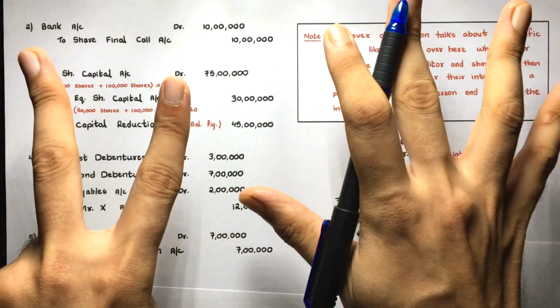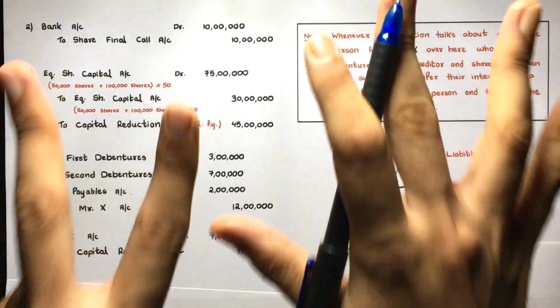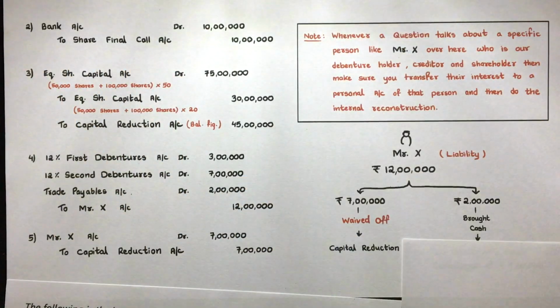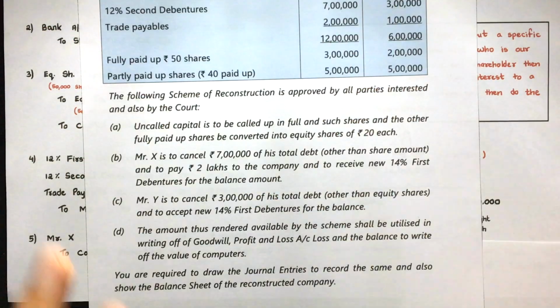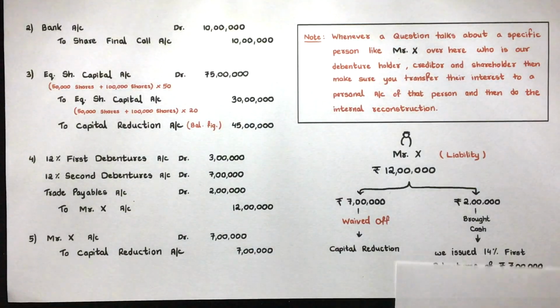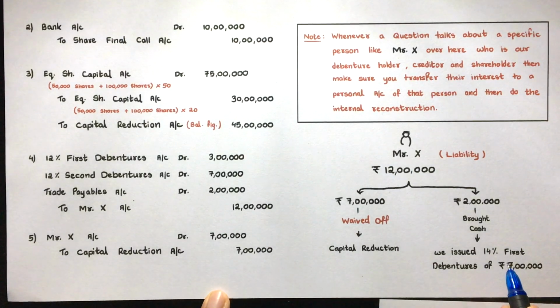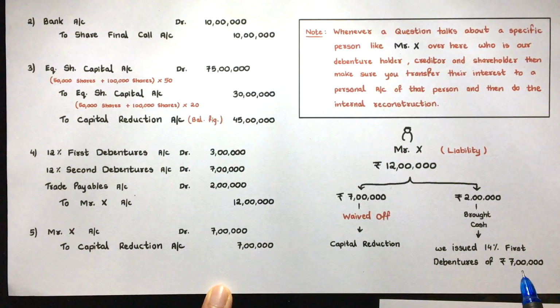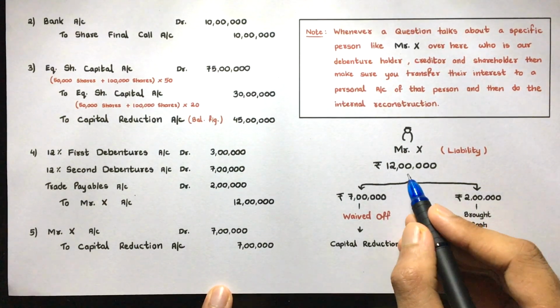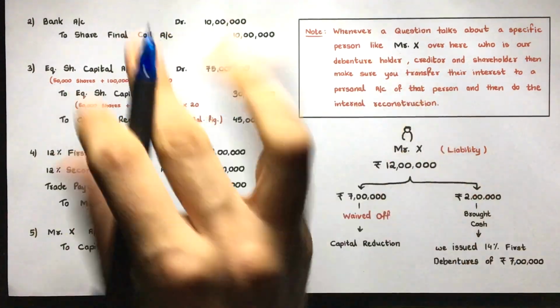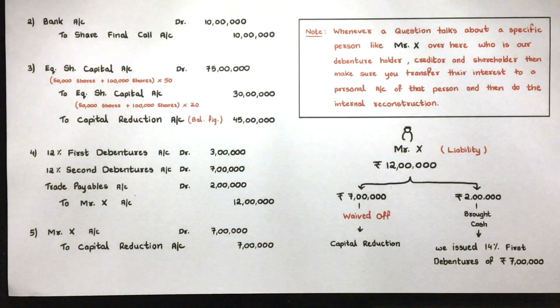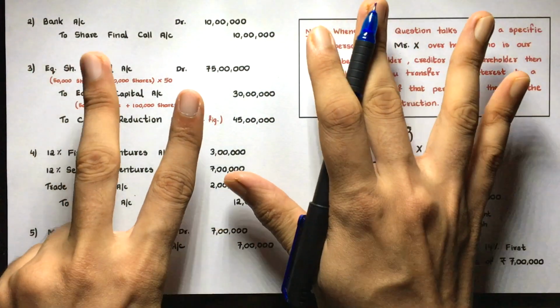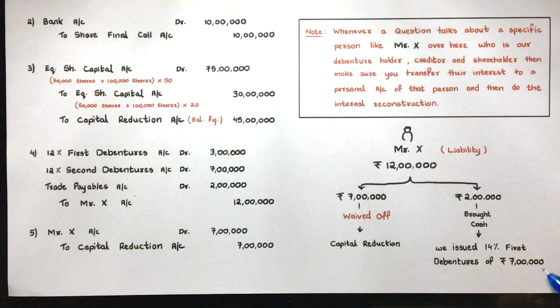7 lakhs we have to pay to Mr. X. So now for this 7 lakh we have to give what? Debentures. Yeah, we have to issue new debentures to this Mr. X. Did you understand? See here, we issued 14% first debentures of 7 lakh. How did the calculation happen? Really simple. 12 minus 7, 5, right? And then he brought 2 lakh cash. So his interest increased. So for this balance, we are issuing him 7 lakh debentures. Is it clear? Simple and straightforward.